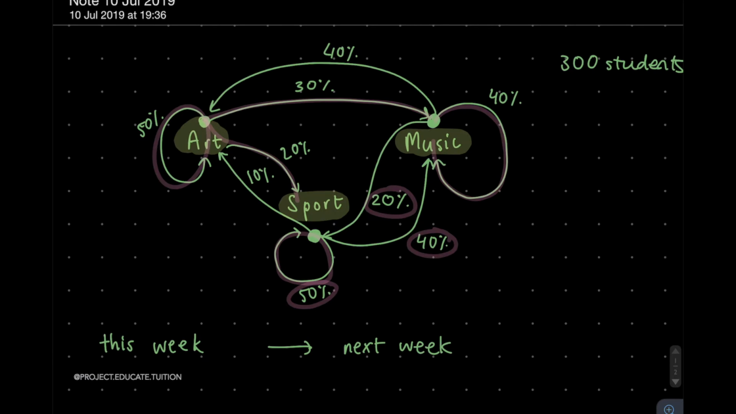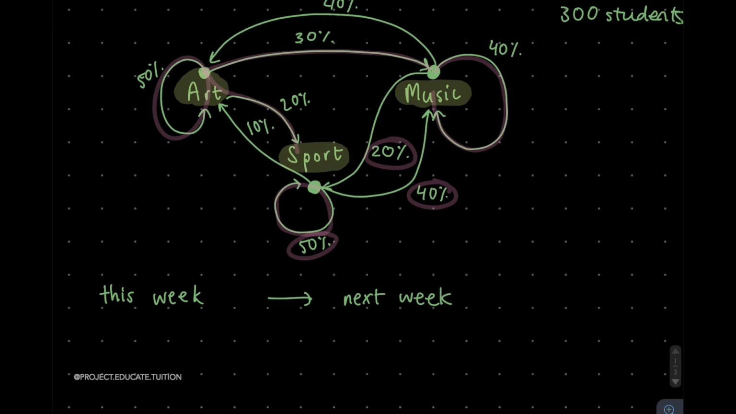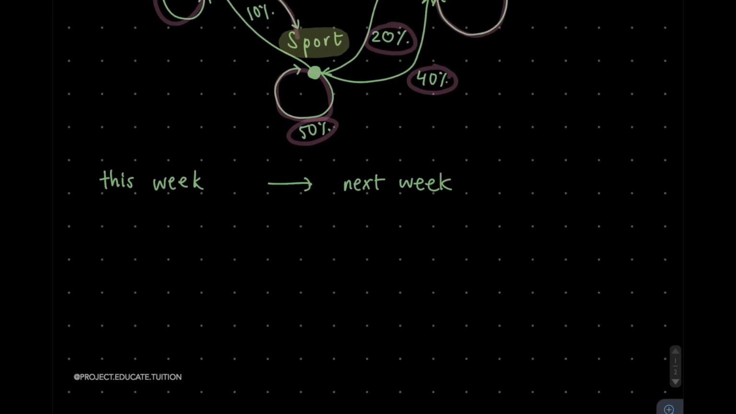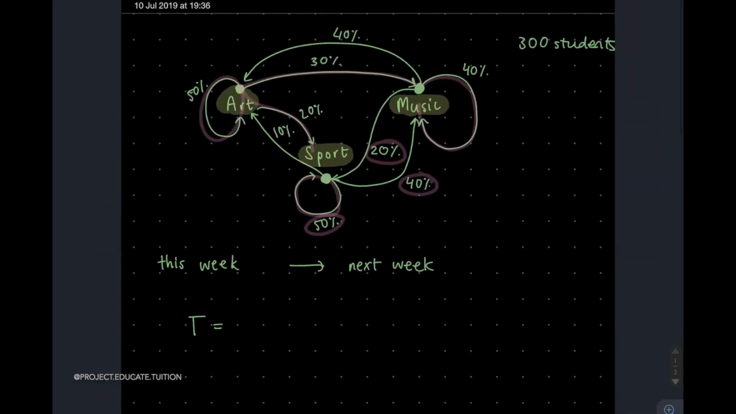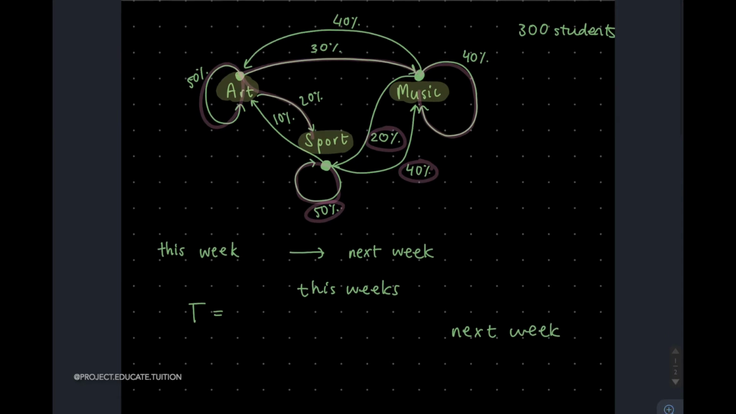Now let's go ahead and represent this in a matrix. So I'm going to call this matrix T for transition matrix. Let's just make this a bit smaller to start off with. Okay. Now the top one is going to show this week's choices, and then the side is going to show next week's. Okay. Now that might need to be a little bit different.